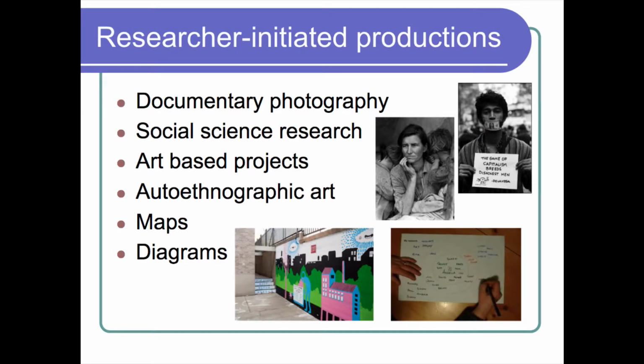The second section in Luke's categories is researcher initiated. And probably a lot of you do that in your work already, even if you haven't used visual methods, because it's things like diagrams and maps that you often see in reports. So visual illustrations are often used to get a point across. It also stems from things like documentary photography, so that seeded social science interest in photographs.